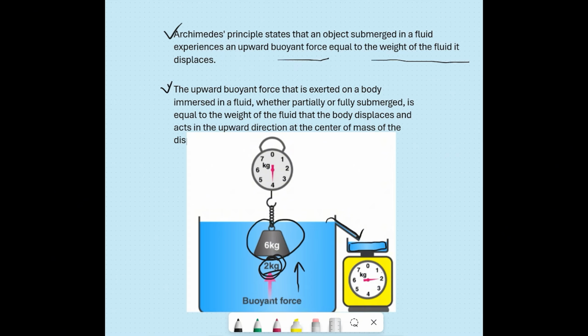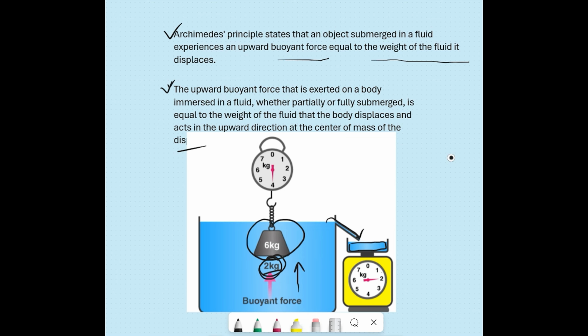Or in other words, we could say the upward buoyancy force that is exerted on a body immersed in a fluid, whether partially or fully submerged, is equal to the weight of the fluid that the body displaces and acts in an upward direction at the center of mass of the displaced fluid. So this is the basic postulate of Archimedes law.